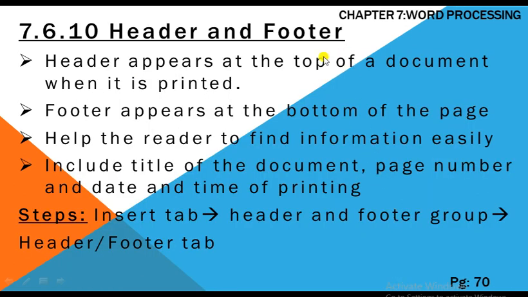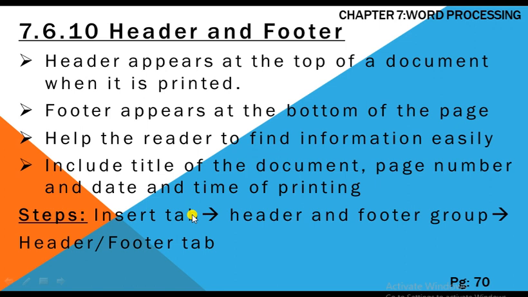Then comes header and footer. A header appears at the top of a document when it is printed. When you choose a header on your document, when it is printed, the header is going to appear on every page of that document, and the footer appears at the bottom of the page. They both help the reader to find information easily. They include the title of the document, page number, and date and time of printing. This information is added in the header and footer.